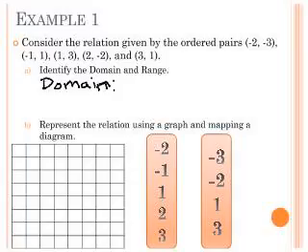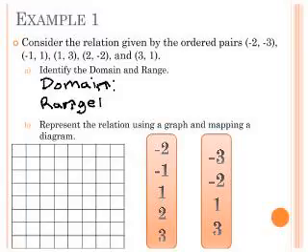And domain and the range. Apparently I have real problems writing "and." And range. So our domain in this case is going to be all the left numbers inside those ordered pairs.